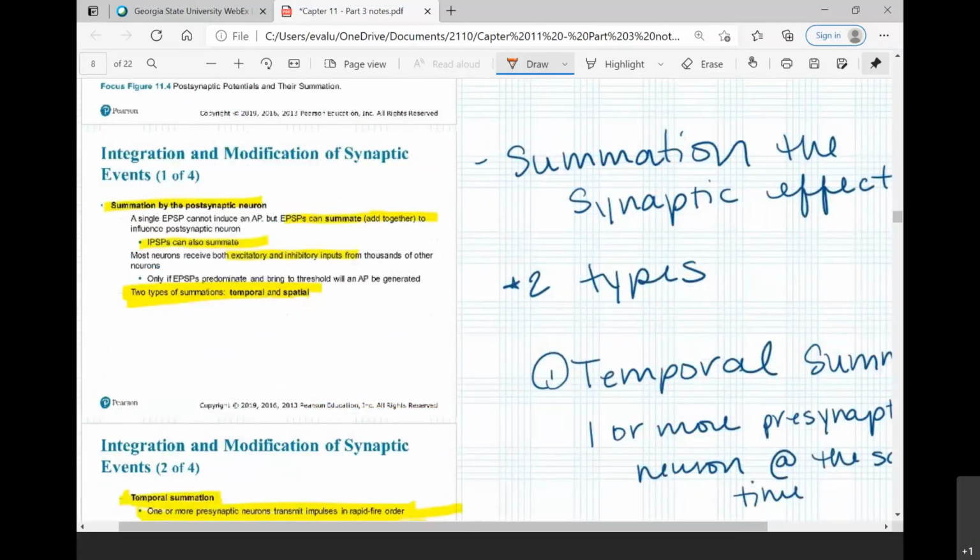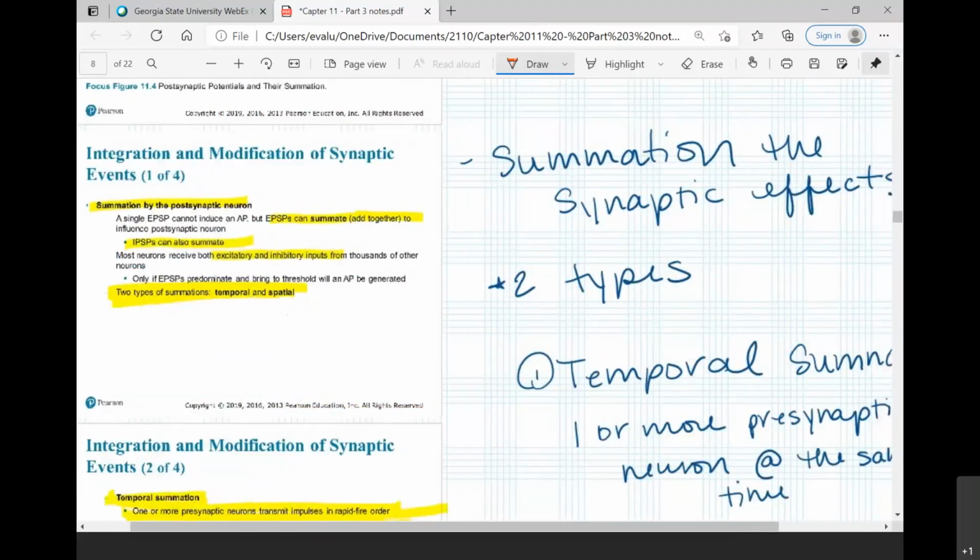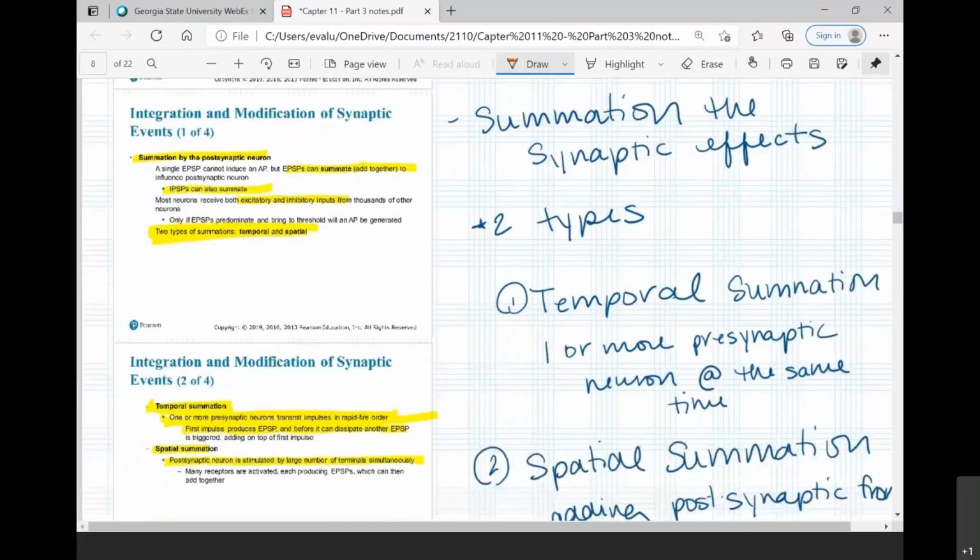But what you can do is add up these effects, and that is called summation. So summation is where you are adding up. Think of it like a math problem. You can add EPSP and EPSP and get two positives. So you've essentially added two things. You can add an EPSP and an IPSP and you've added a positive and a negative. You can add two IPSPs to get more negatives. So you can kind of summate these effects.